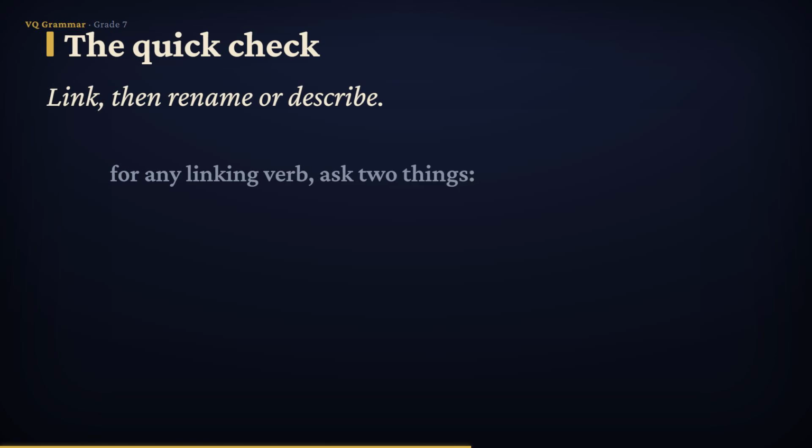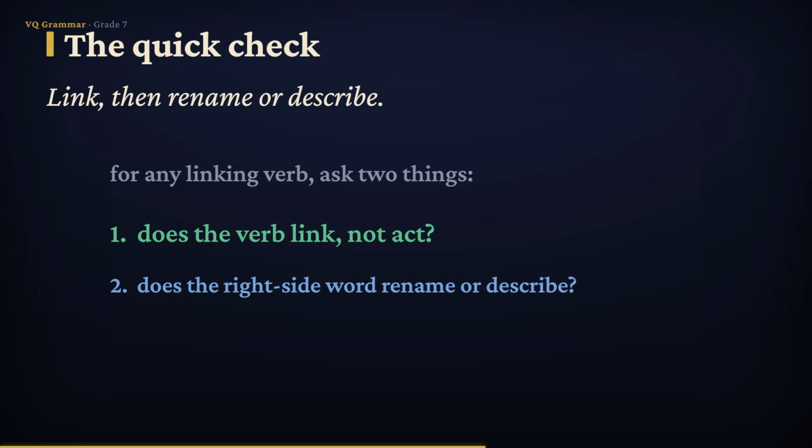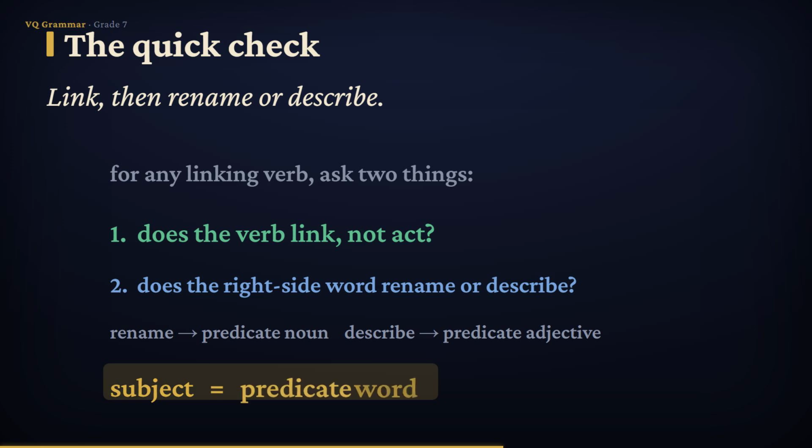Let's boil it all down into a quick check. First, ask whether the verb is linking rather than acting. Remember the equals sign test. Second, look at the word on the right side and ask what it's doing. If it renames the subject, it's a predicate noun. If it describes the subject, it's a predicate adjective. That's really the whole lesson. The subject equals the predicate word, held together by a linking verb. Let's practice a few together.